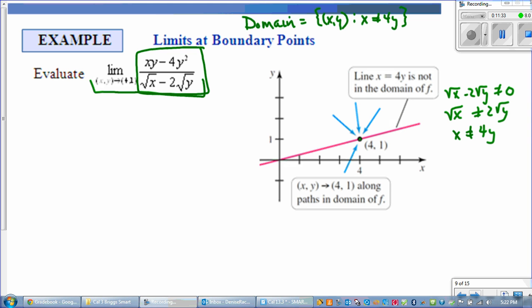What will help us simplify this will be getting rid of the radicals in the denominator. So we're going to multiply by the conjugate of the denominator over itself. Remember, the conjugate just changes that middle term sign. That's just a little trick to getting rid of radicals sometimes. So I'm going to take this function and I'm going to multiply the numerator and the denominator by the square root of x plus 2 times the square root of y over itself.